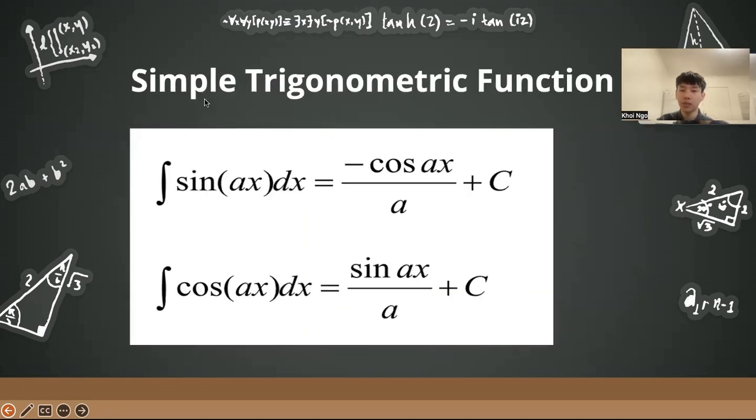And then let's move on to the formula for simple trigonometric functions. We have antiderivative of sin ax dx. It is equal to minus cos ax over a plus c. Antiderivative of cos ax dx would be equal to sin ax over a plus c.